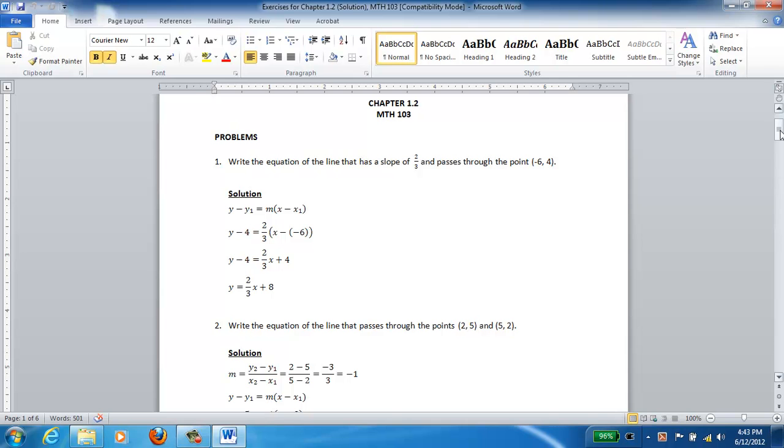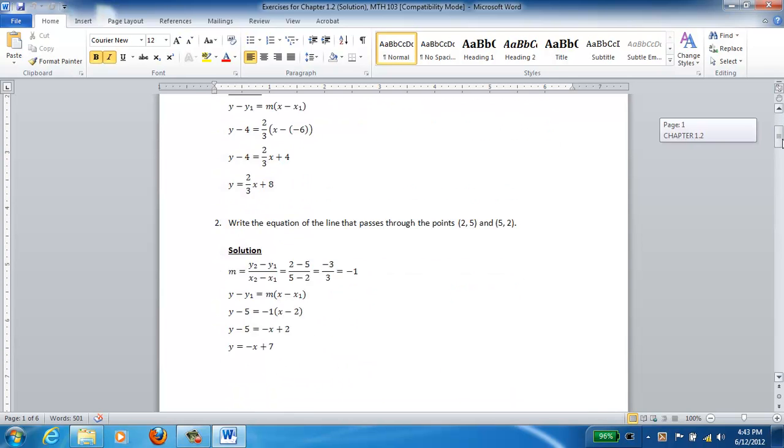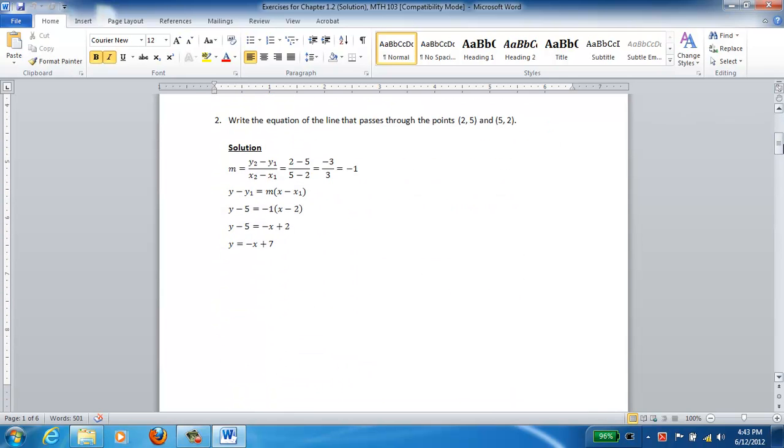plus 8. Problem 2. Write the equation of the line that passes through the 2 points (2, 5) and (5, 2). In this case, we must calculate the slope first because we're not given the slope. Using our slope formula, we see that we arrive at a slope of m equals -1. Using m equals -1 and picking either one of the points, substituting that into the point-slope formula and simplifying, we get y equals -x plus 7.